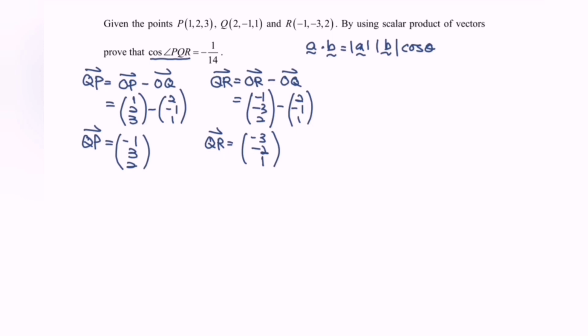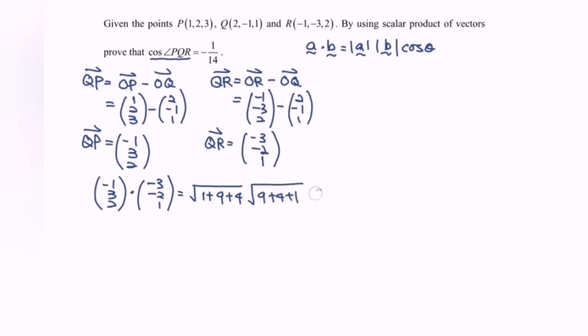So kindly substitute into the formula where we have (-1, 3, 2) dot (-3, -2, 1) equals the magnitude of QP, where we have 1 plus 9 plus 4, multiplied by the magnitude of QR, where we have 9 plus 4 plus 1, cos theta. Focus on the left hand side where we do the dot product.